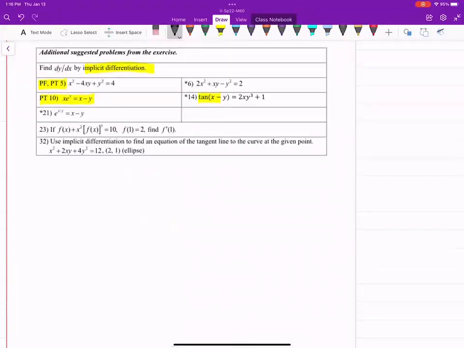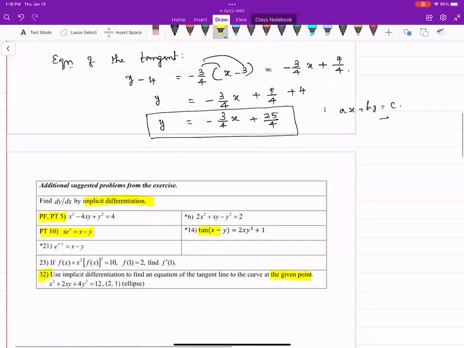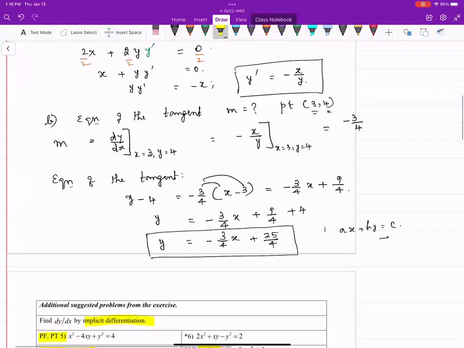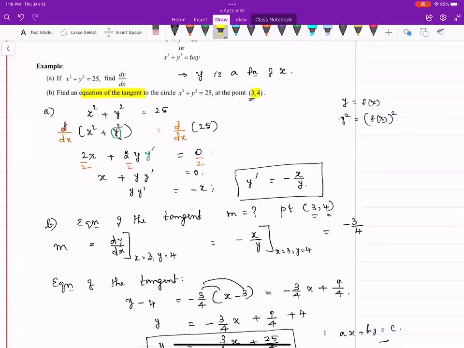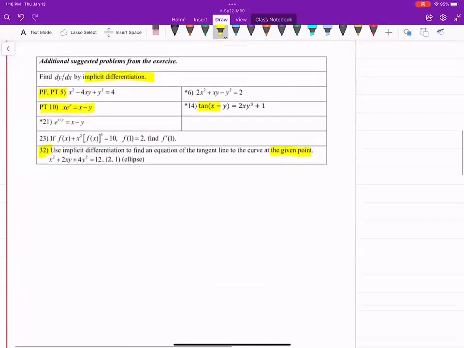And if you notice this particular problem over here, number 32, use implicit differentiation to find the equation of the tangent line to the curve at the given point. It's exactly similar to the example that we did. In the first part of the example, you find the derivative. In the second part, you find the slope, then find the equation of the line. So it's similar to that problem, for your reference.